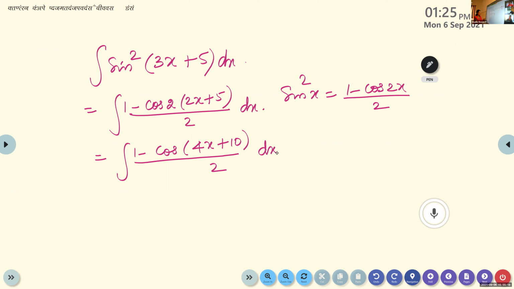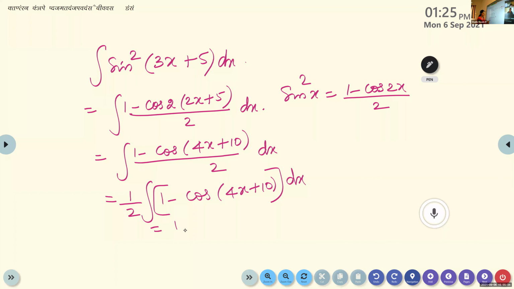So now listen children, 1 by 2 being constant, we can take outside. Now we have 1 minus cos of 4x plus 10 into dx. We know how to integrate this function, isn't it? We can integrate this function easily. So it is 1 by 2. Integral of 1 is x minus integral of cos, which will be sin. So integral of cos 4x plus 10 is sin 4x plus 10 by 4, plus c.